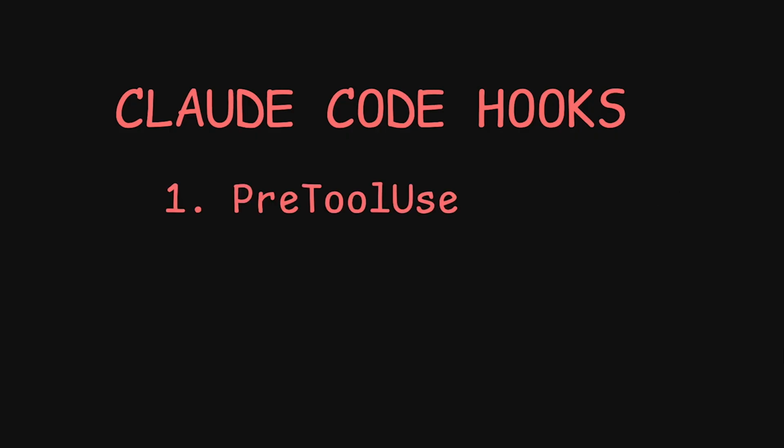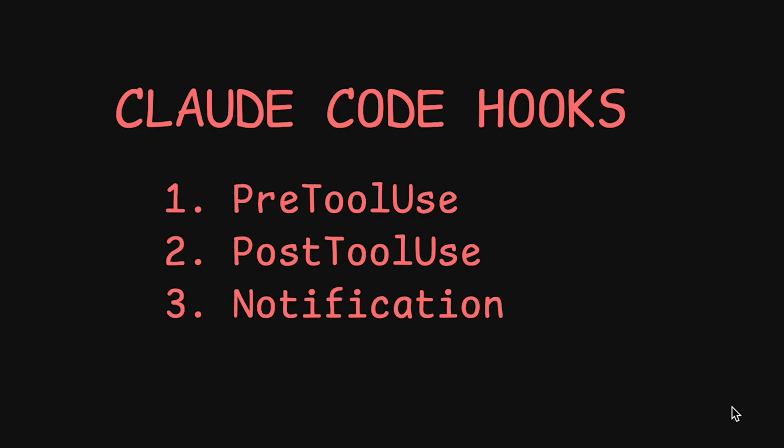There are 4 main hook events: pre-tool use before Claude runs any command, post-tool use after Claude completes a task, notification when a specific event happens, stop when Claude finishes the session. Let me show you a practical example of our REST API project.